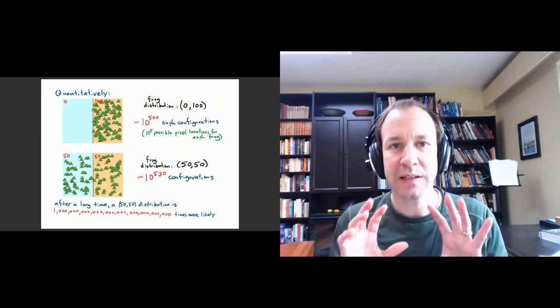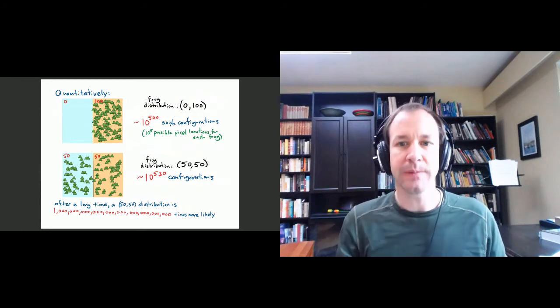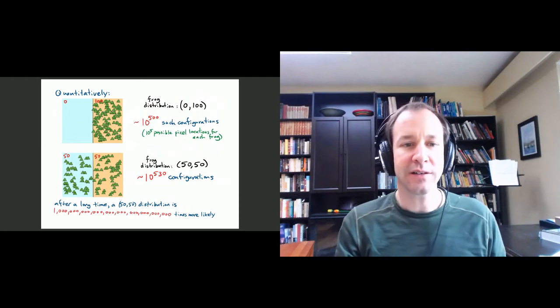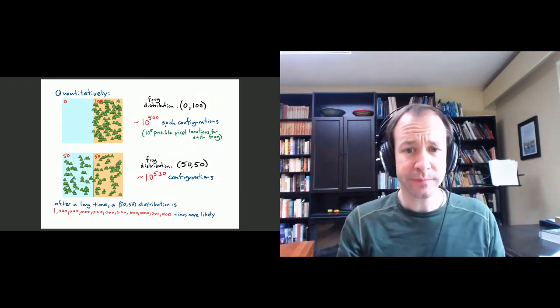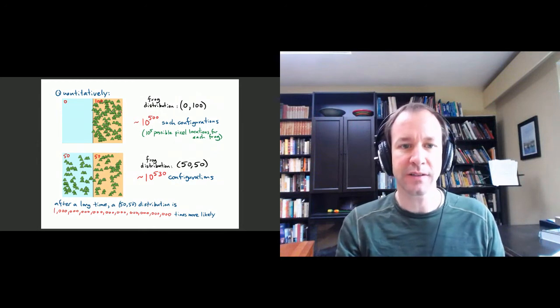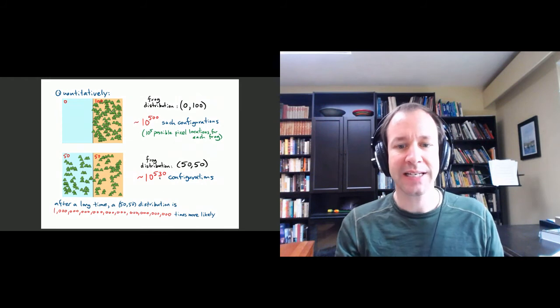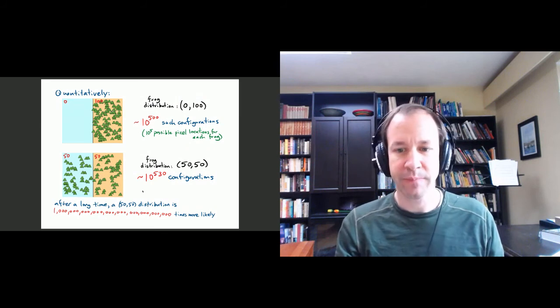We can actually be a little bit more quantitative about this using the concept of entropy. And so I mentioned earlier that in the frog case, if we have, say, 100 frogs, then there are 10 to the 500 configurations where all the frogs are on one side, and about 10 to the 530 configurations where the frogs are equally distributed between the two sides.